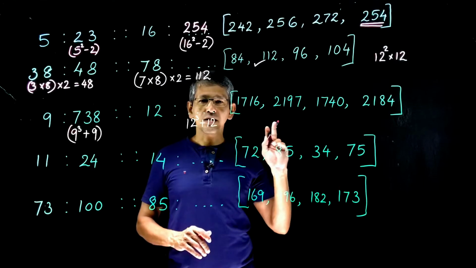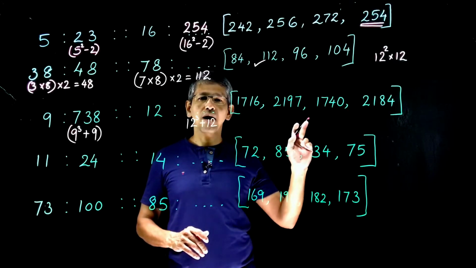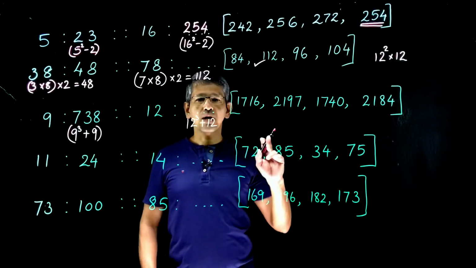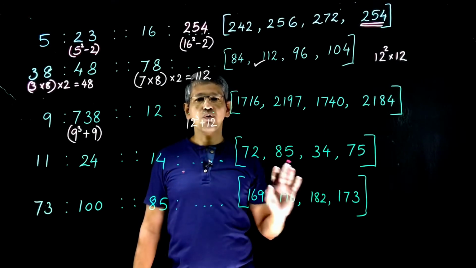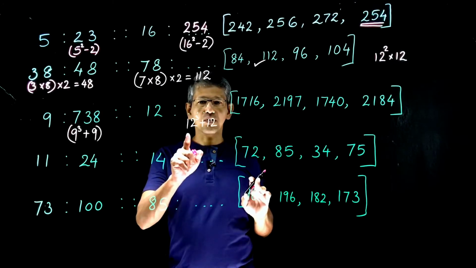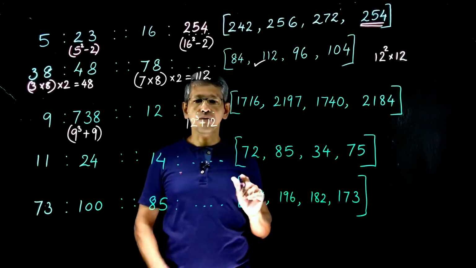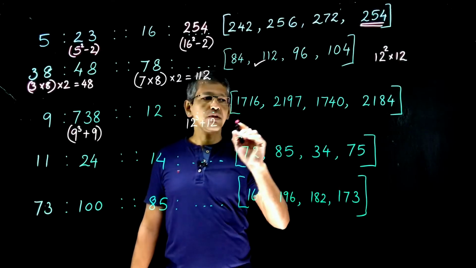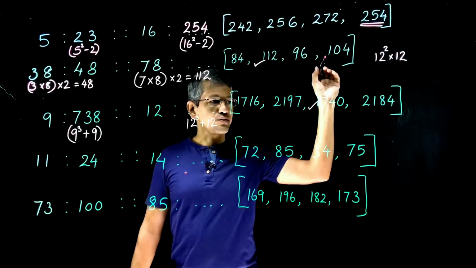But instead of 288, we have added 300, so 12 must be subtracted. So 1740 minus 12, what do you get? 1728. That is 12 cube. So what we need is 12 cube plus 12. 1728 plus 12 is 1740. So that's the answer.